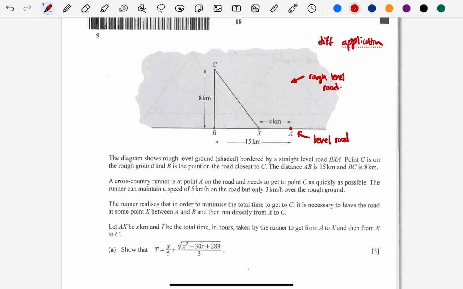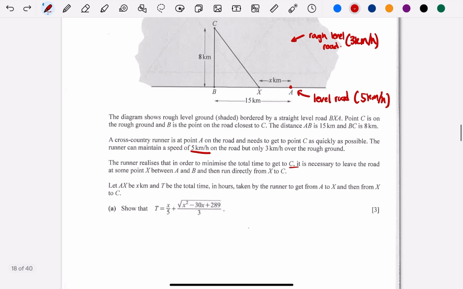The runner can maintain a speed of 5 km per hour on the road, but only 3 km per hour on the rough ground. So on the level road, it's 5 km per hour, but on the rough ground, it's 3 km per hour. Okay, the runner realizes that in order to minimize the total time to get to point C, it is necessary to leave the road at some point X between A and B. So over here is where he leaves the road, and he runs directly from point X to point C.